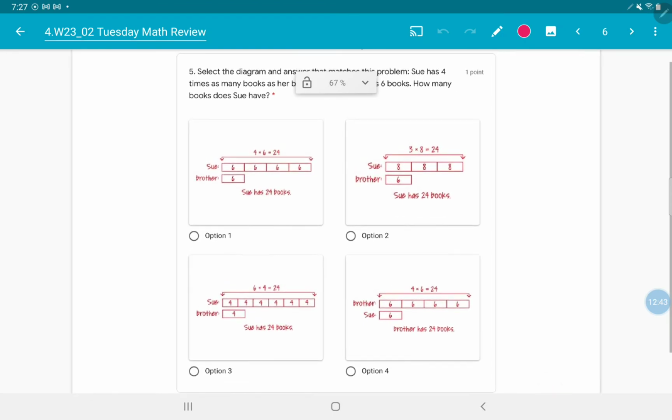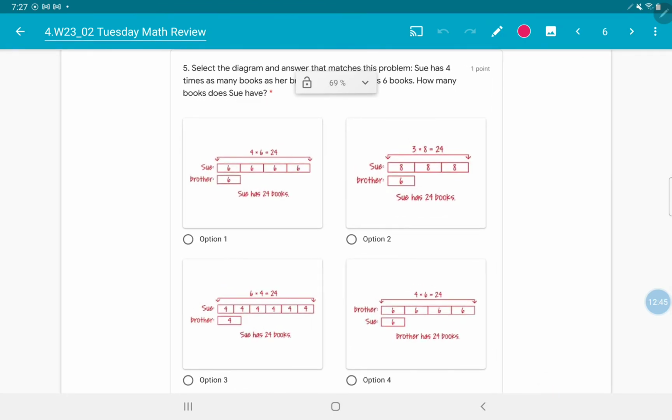And then the last problem. Sue has 4 times as many books as her brother. Her brother has 6 books. How many books does Sue have? Well, if Sue has 4 times as many, her brother has 6. This first model shows 1, 2, 3, 4 groups of 6. So Sue has 24 books.